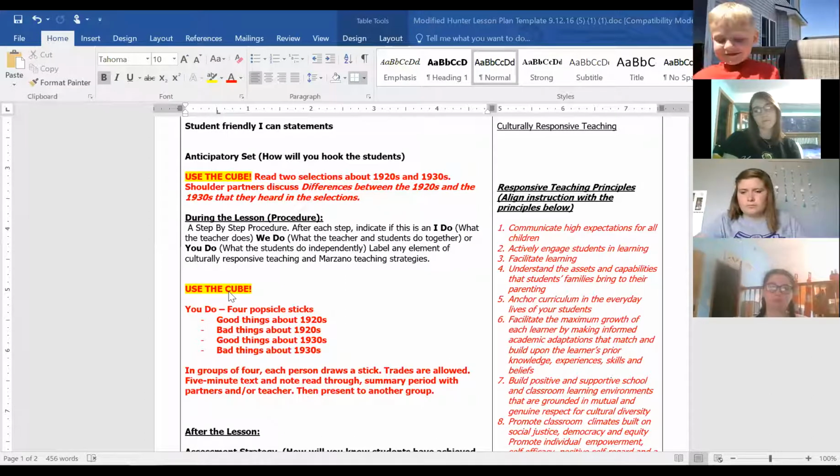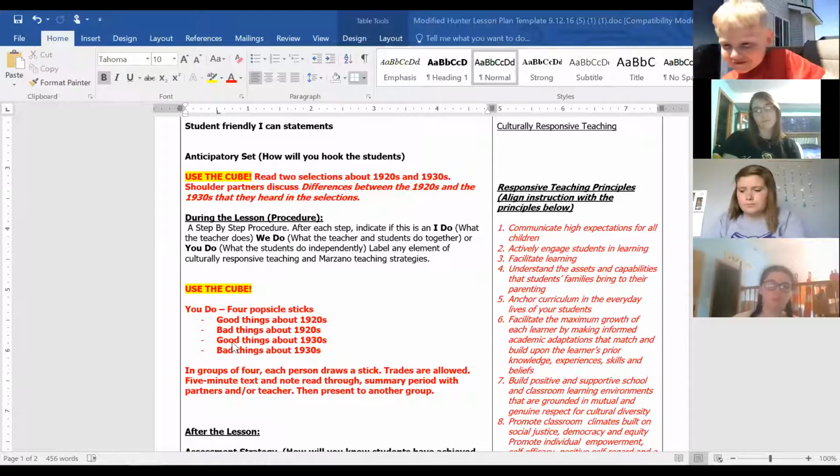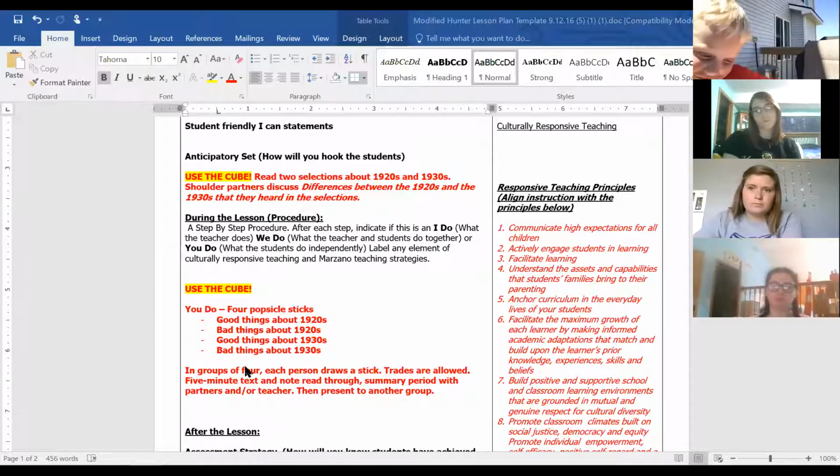One of the statements will be good things about the 1920s. One will be bad things about the 1920s. Good things about the 1930s or bad things about the 1930s. They're going to be in groups of 4. Each person is going to draw a stick. You can trade a stick if you want to.